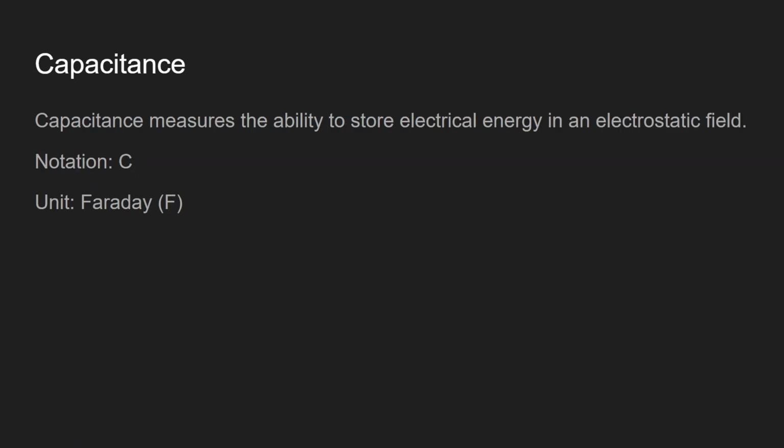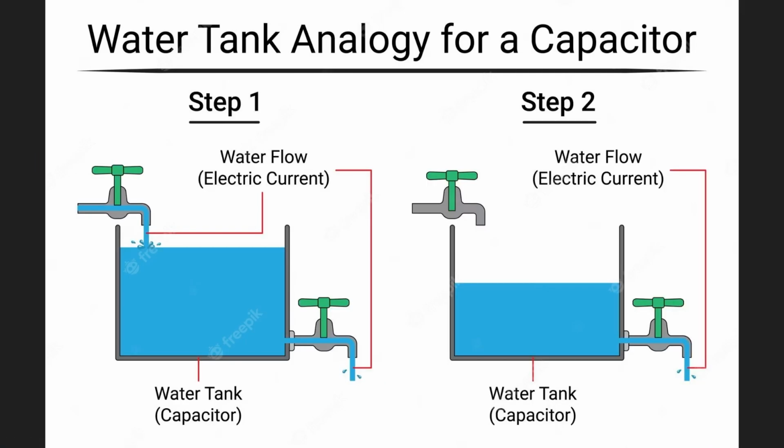Capacitance, notation C, unit farad. It helps to measure the ability to store electrical energy in an electrostatic field. Just think of it as a water tank. A capacitor is just a water tank. It helps store the charges in it.